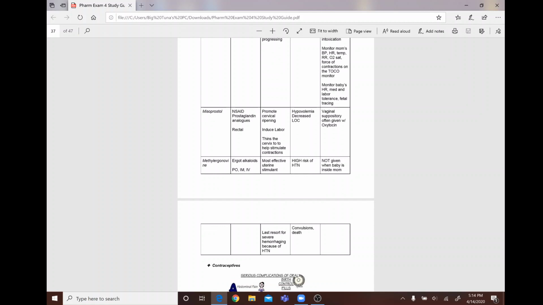Misoprostol is an NSAID prostaglandin analog. You give it rectally. It promotes cervical ripening. It induces labor and thins the cervix to help stimulate contractions. It can cause hypovolemia and decreased LOC.